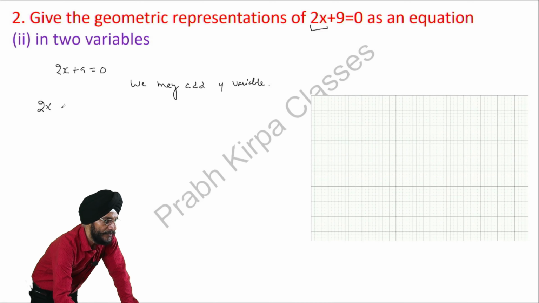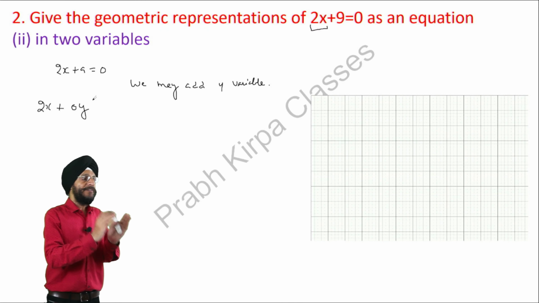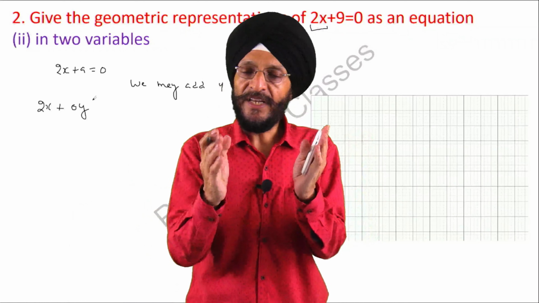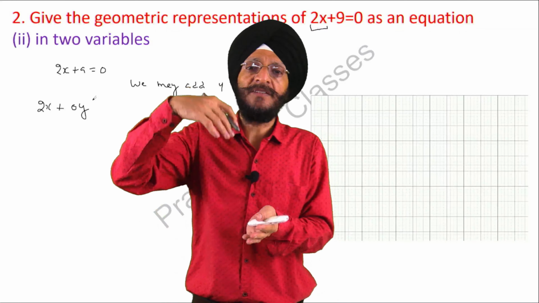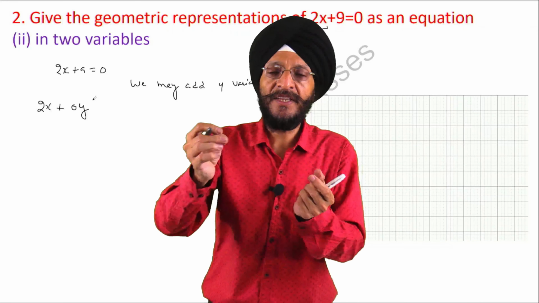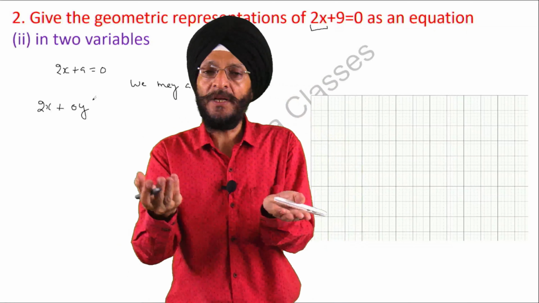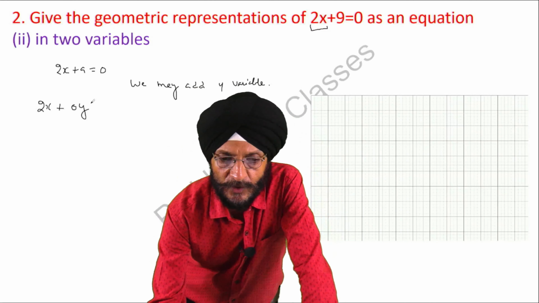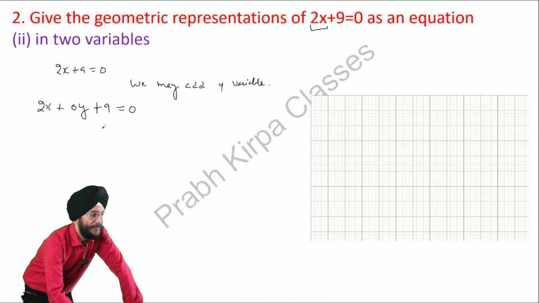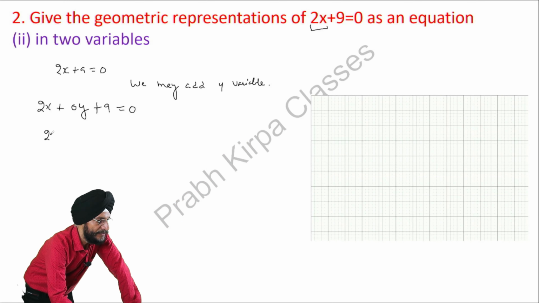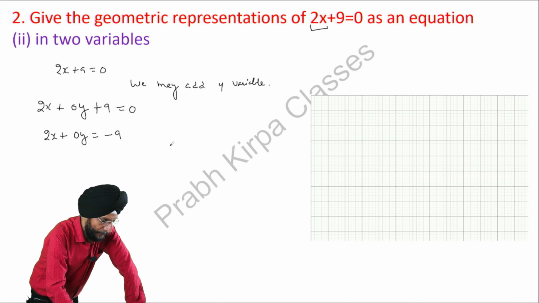How will we add it? We will take 0y, because even if the value of y is say 5, when it is multiplied with 0, it becomes 0. Even if the value of y is somewhat more, say y is 20, when multiplied with 0, it becomes 0. So it does not affect the equation at all. So we may write it this way. In other words, we can write it as 2x plus 0y is equal to minus 9.